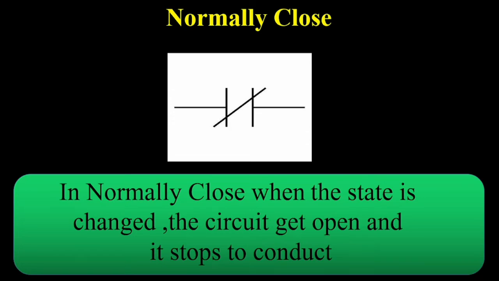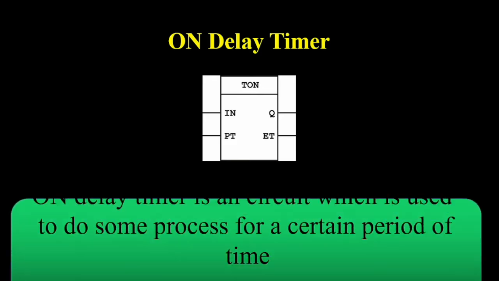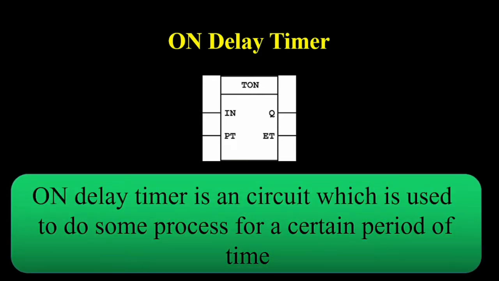Now let me see about the on delay timer. And this is the symbol of on delay timer. So an on delay timer is a circuit which is used to do some process for a certain period of time. Friends, on delay timer is a simple circuit. It is used to do a certain process for a certain period of time.